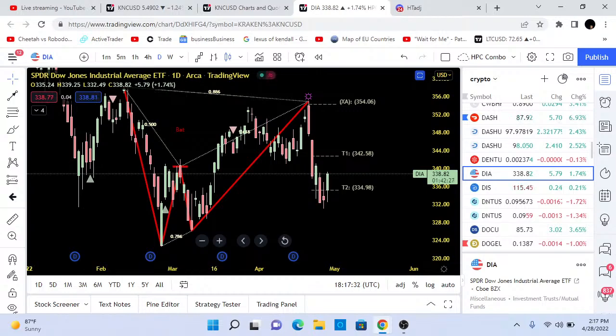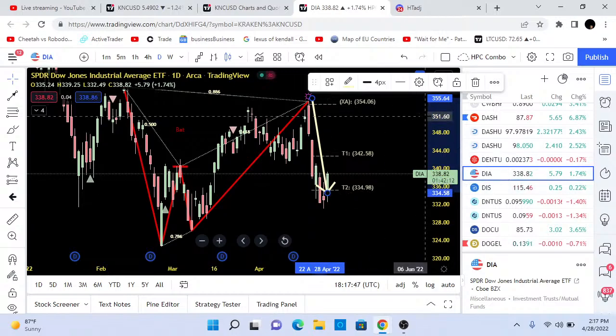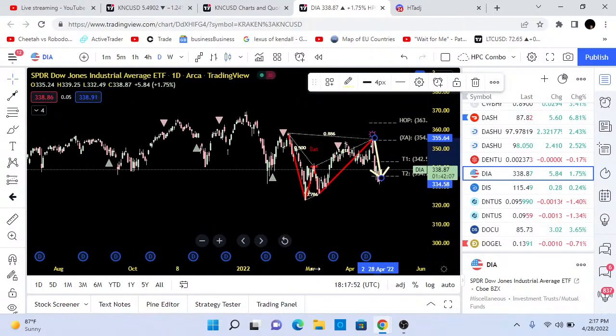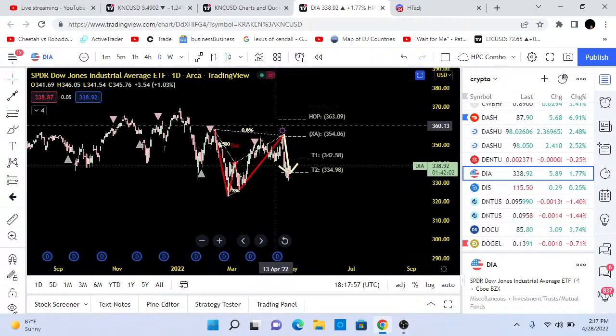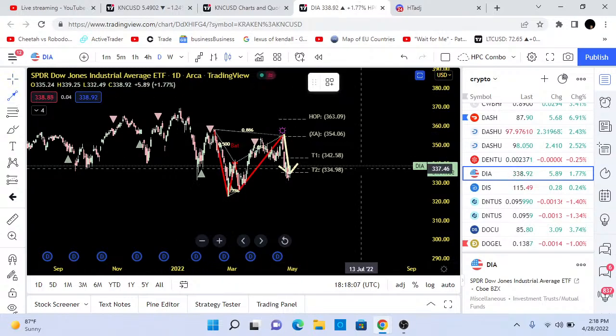Then we're going to see this pullback end, the type 1 reaction in the diamonds on the daily. That's over, for now. This is a pretty devastating continuation bat pattern that, when we look at it relative to the prior peak after all this distribution, this 354, basically 35,500 on the Dow, is going to be top range resistance going forward. And this is my concern.